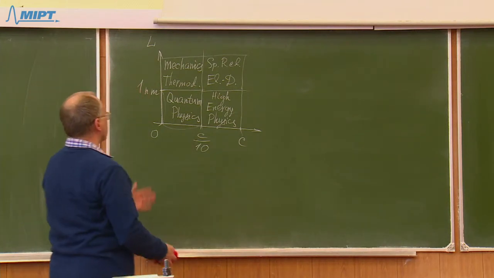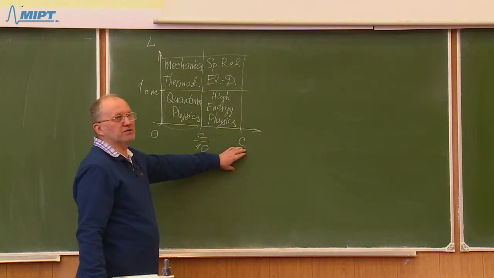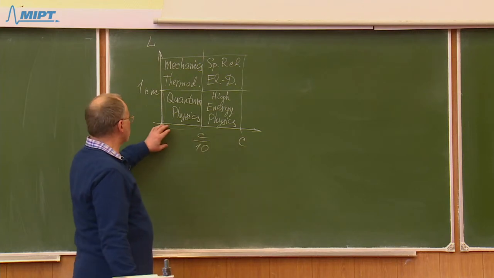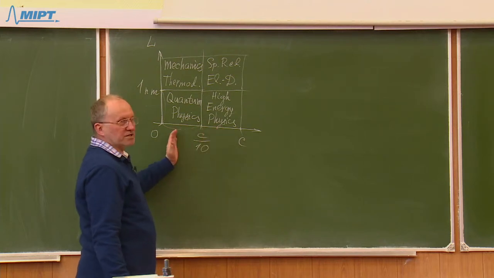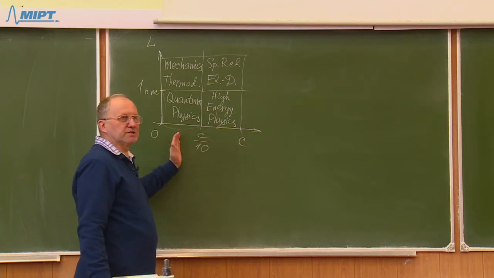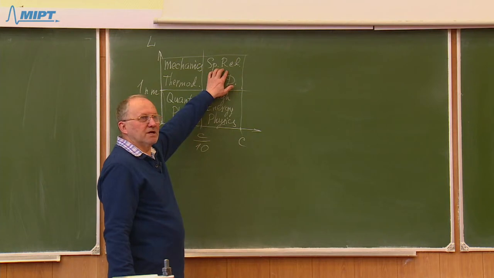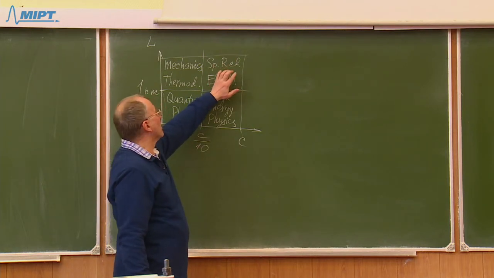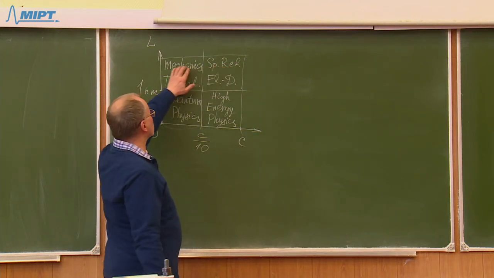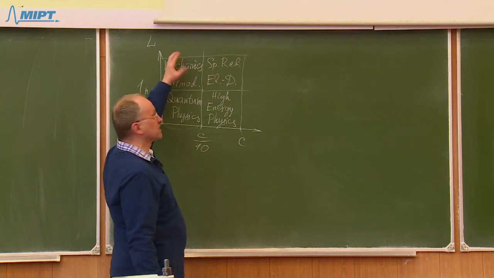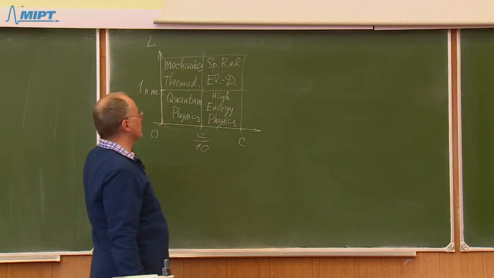So depending on what velocity you have, whether the speed is high, close to the speed of light, or if the speed is small, much smaller than the speed of light, you will have quite different physical phenomena described by different theories. Certainly, if you take formulas of special relativity and allow the speed of objects in these formulas to tend to zero, then you will obtain classical mechanics from special relativity. So there is a strong logical connection between these theories.